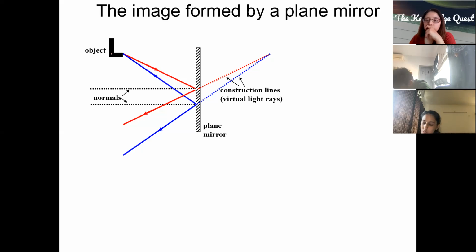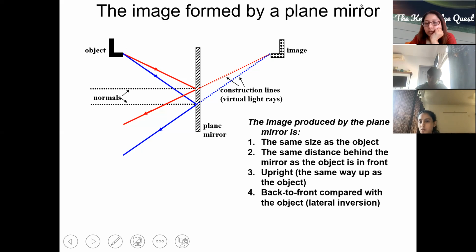Done? Yeah. So now see the kind of ray which is being formed. So this is the point. This was your point. That point is being formed here. And the image is laterally inverted. Okay? Right? So now we are going to talk about the properties.